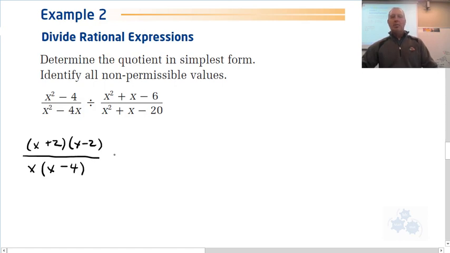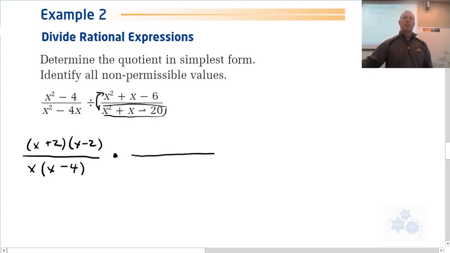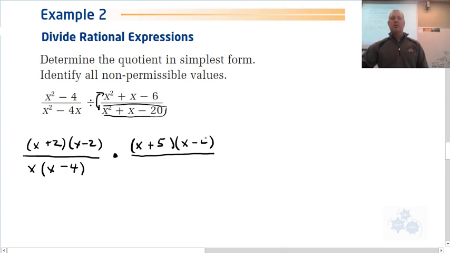Now, I don't mind if you go ahead and flip at the same time as you factor. I'm totally fine with that, so you can save yourself a step. So I'm going to flip this one, and this is going to be on top. So what's the factored version of this trinomial? Well, we need two numbers that multiply to negative 20 and add up to positive 1. That's going to be x plus 5 and x minus 4, because 5 times negative 4 is negative 20, and positive 5 minus 4 is positive 1.